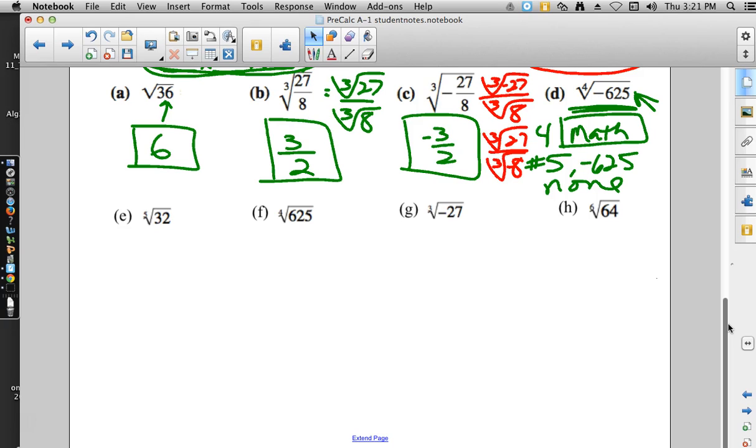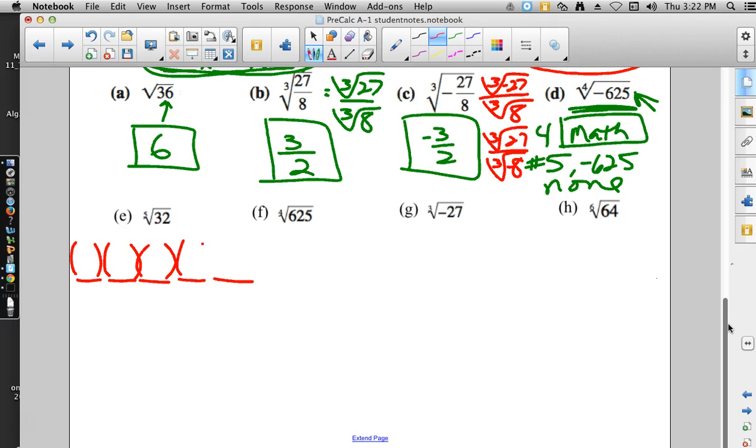All right, let's head on down to E. This is the fifth root of 32, which again means 1, 2, 3, 4, 5 slots. And we want the same number in every single one of those slots that would give us 32.